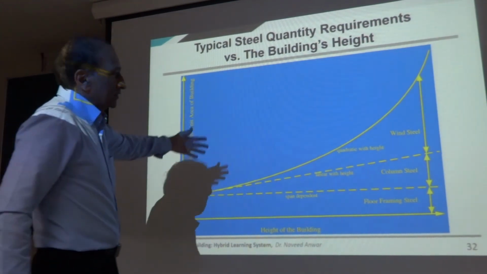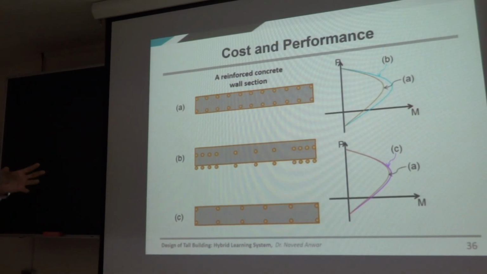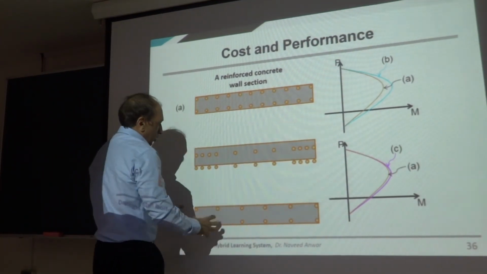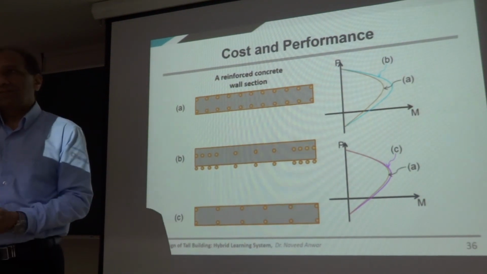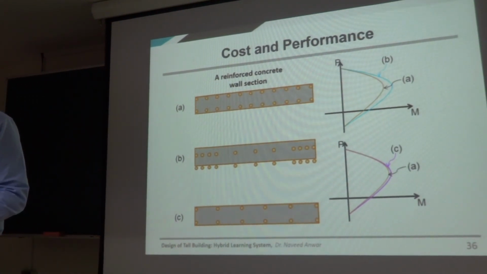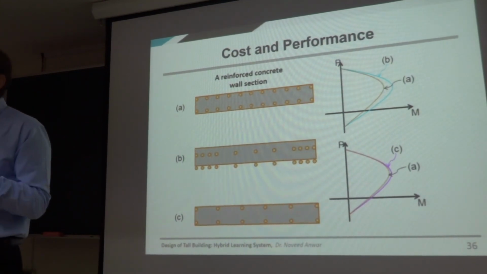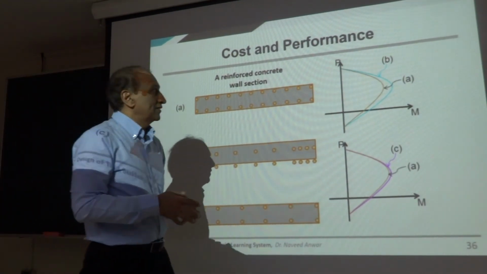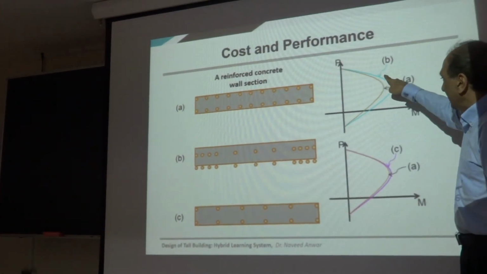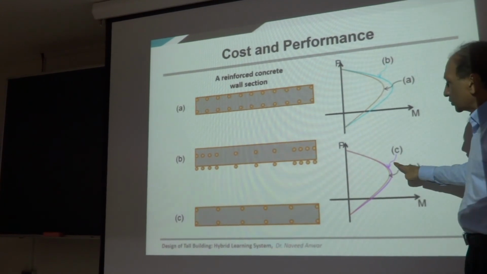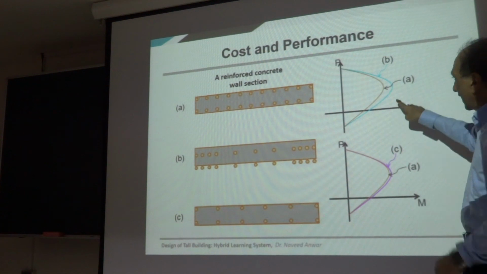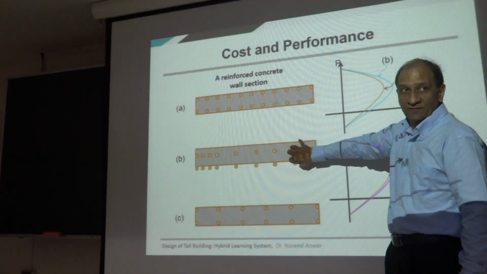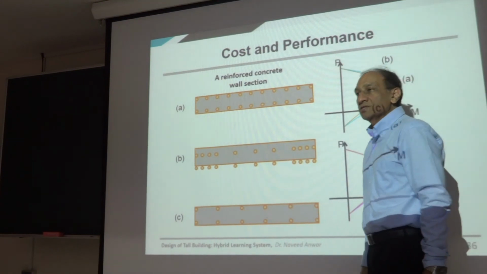So this is another way of showing the same graph. This is very interesting. Now, if you put the reinforcement like this, or you put the reinforcement like this, or you put the reinforcement like this, it changes the performance, does not change the cost. So just rearranging the reinforcement can give you benefits because you know where it is needed. For example, A is here, B is here, and C is here. So basically what you can do is increase the performance by simply rearranging the bars to where they are more effective. So you get higher performance for the same cost.